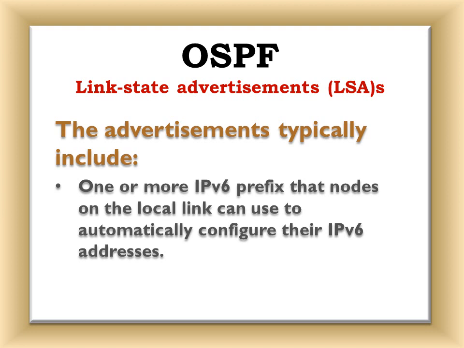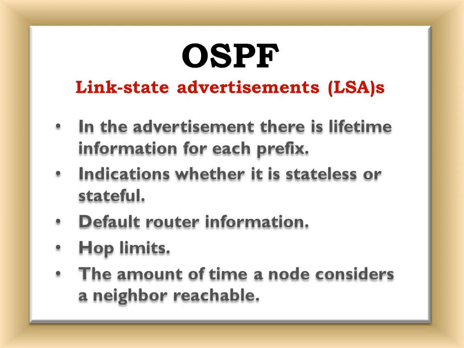Also, with regards to link state advertisements, the advertisements typically include one or more IPv6 prefixes that nodes on the local link can use to automatically configure. Also, in the advertisement, there is lifetime information for each prefix and indications whether it is stateless or stateful, default router information, hop limits, and the amount.